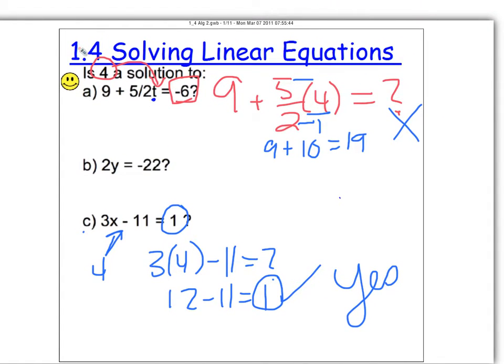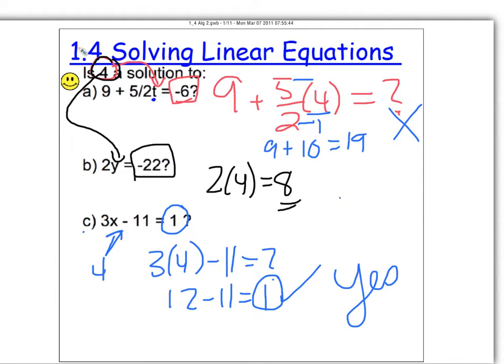Okay, let's look at letter B. To see if 4 is a solution to that, I'm going to take the 4 and put it in for y, and we're going to see if that equals -22. Well, 2 times 4 is equal to 8. That clearly is not -22. No, it's not a solution.